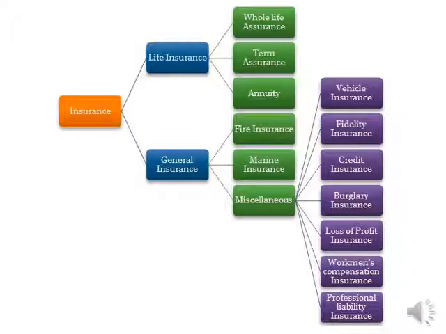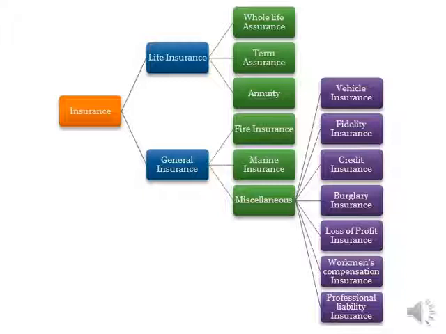So basically, I am trying to summarize everything. What we have seen in this chapter is that insurance is divided into two groups. One is life insurance, the other is general insurance. Life insurance can be divided into whole life insurance, term insurance, annuity insurance. Whereas general insurance can be divided into fire insurance, marine insurance, and miscellaneous insurance.